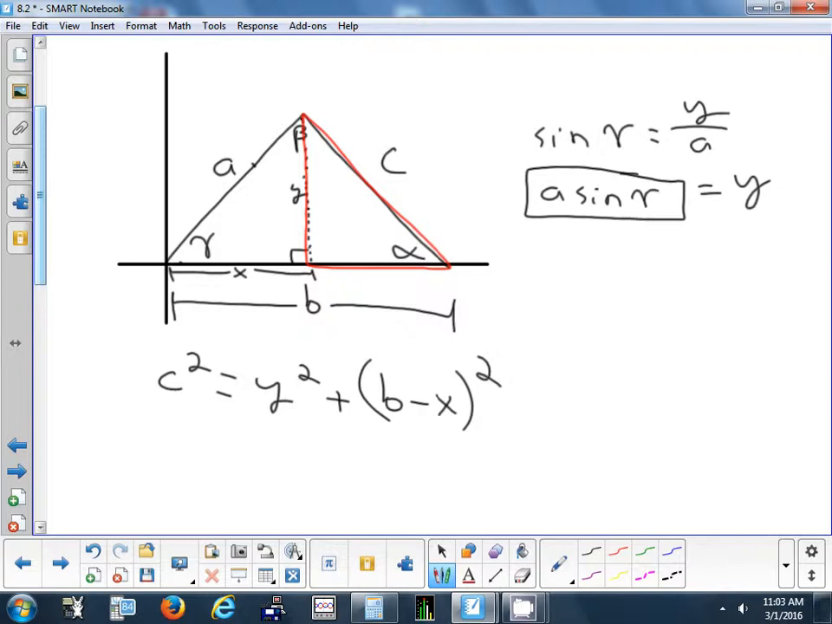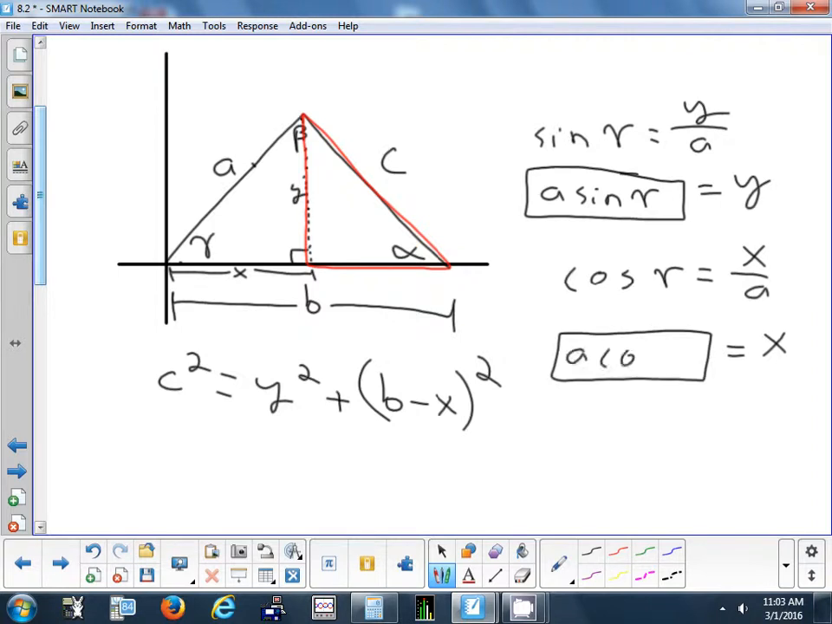We're going to substitute that in for y in a minute. Okay, but first I want to get a formula for x. Okay, again, using gamma, what trig function would involve adjacent in hypotenuse? Cosine. So cosine of gamma would equal x over a. So then what would x be? A cosine gamma.